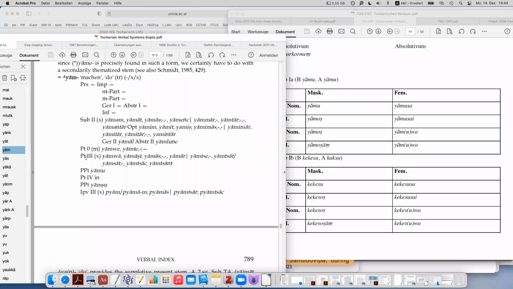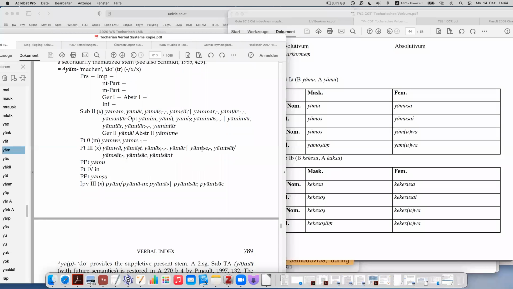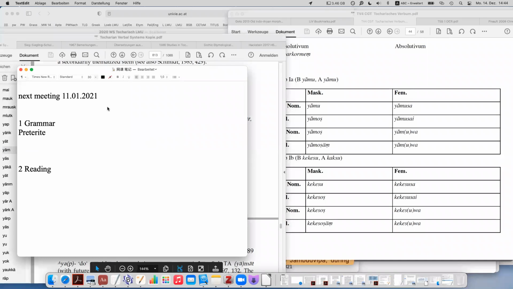And then the preterite is the third category. For the third category, you find the S morpheme in third person singular and then in medium. But you would ask, well, here we have a ts sound. The reason is this is the regular sound change.